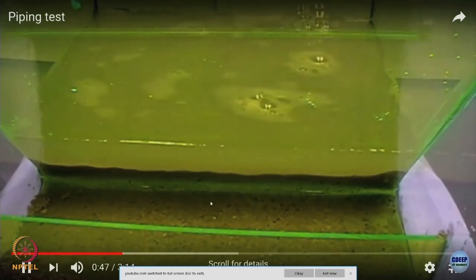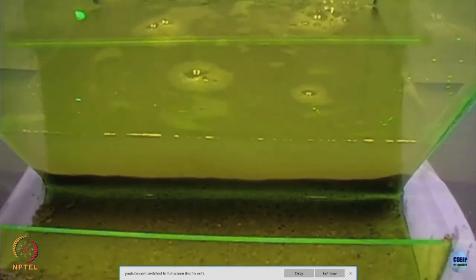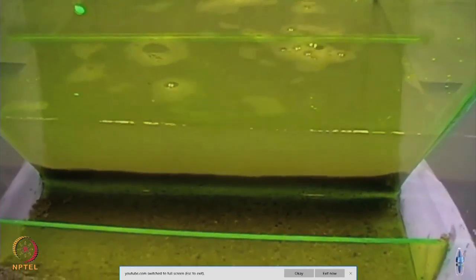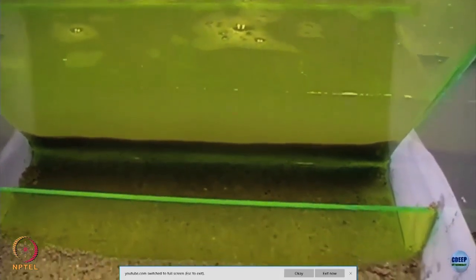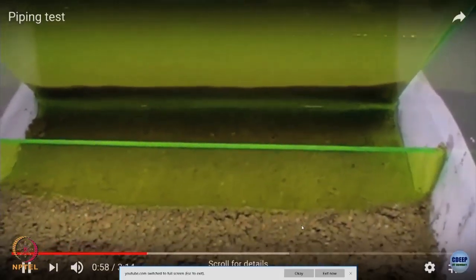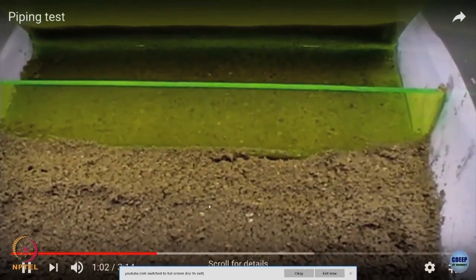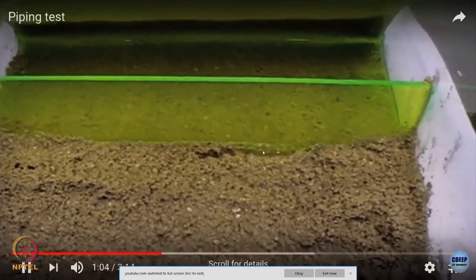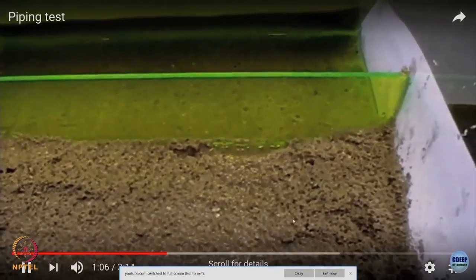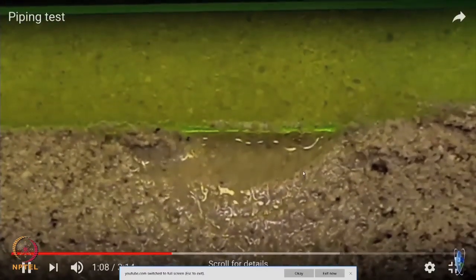Concentrate at this point. When you are increasing the height of the water column, the entire sample might yield, and that is happening at the critical hydraulic gradient. So, look at this soil, this has caved in, because of the boiling process, loss of strength.